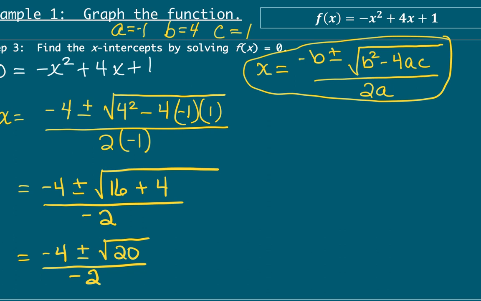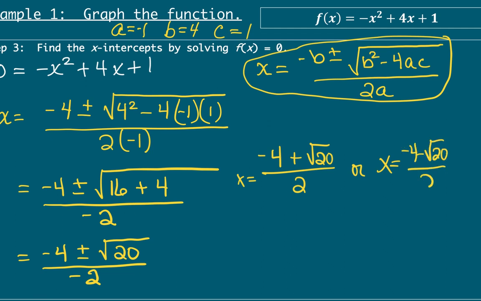So now I have two problems here. I have a plus and I have a minus, which is where I get my x-intercepts. So I'm going to go ahead and break it into two problems. I have x equals negative 4 plus the square root of 20 over 2, or I have x equals negative 4 minus the square root of 20 over 2.